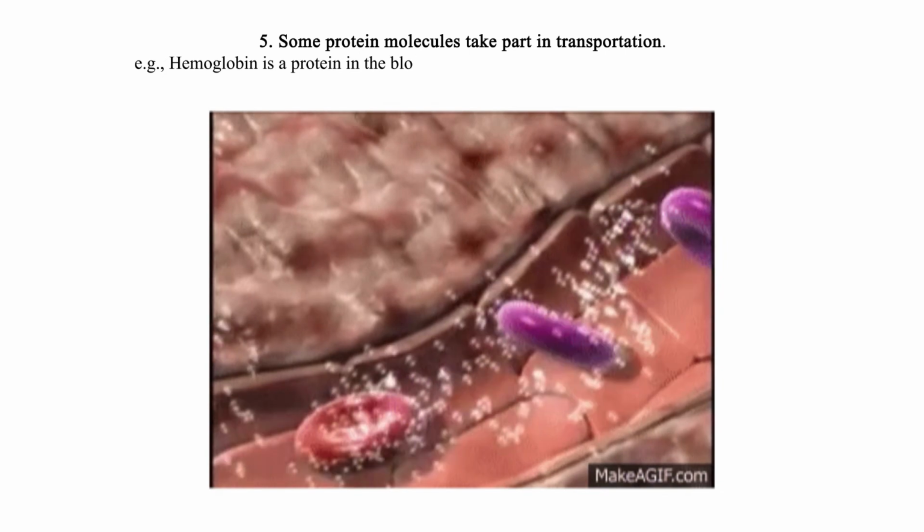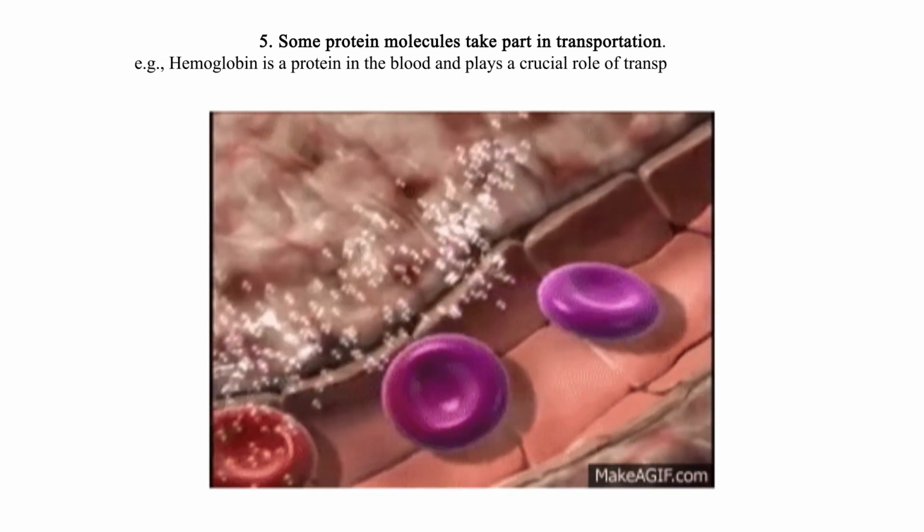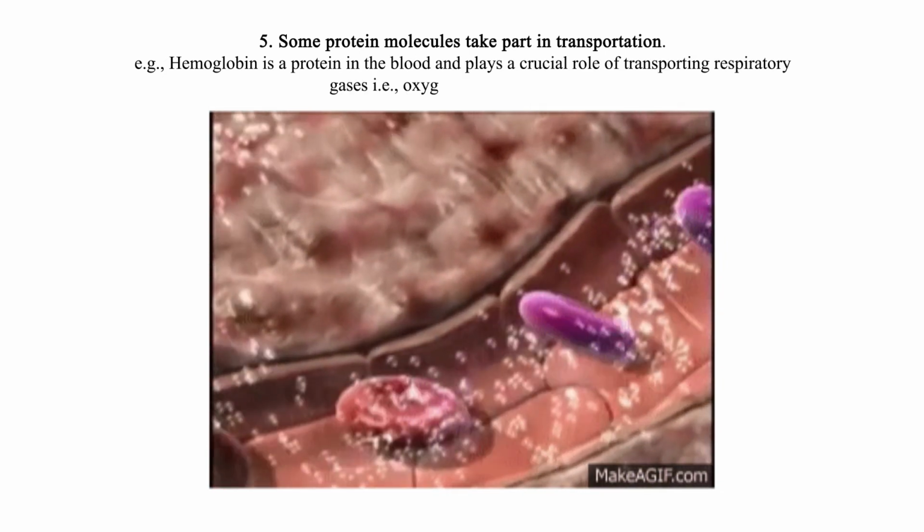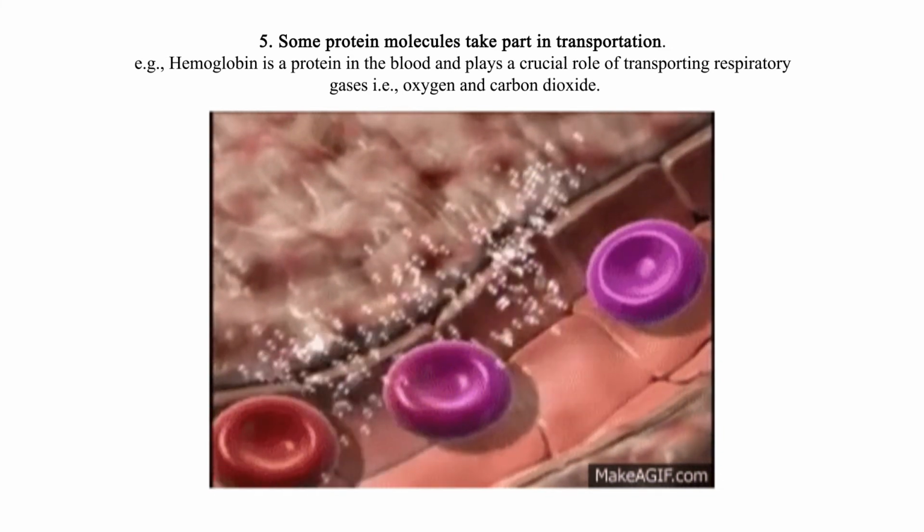5. Some protein molecules take part in transportation. Example: hemoglobin is a protein in the blood and plays a crucial role of transporting respiratory gases, that is, oxygen and carbon dioxide.